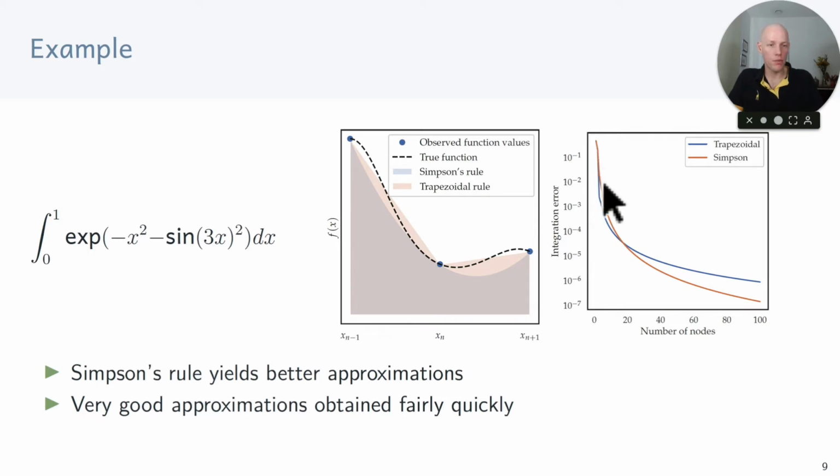The integration error using Simpson's rule is the orange line. The trapezoidal rule error is the blue line. We see two things. First, Simpson's rule gives us a better approximation. That means the error shrinks faster. And second, with only a few nodes, maybe around 10, both rules give us a very good idea of what the value of the integral is.